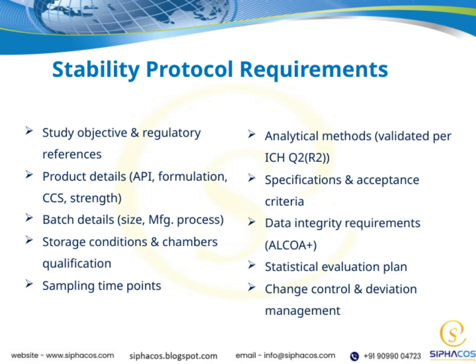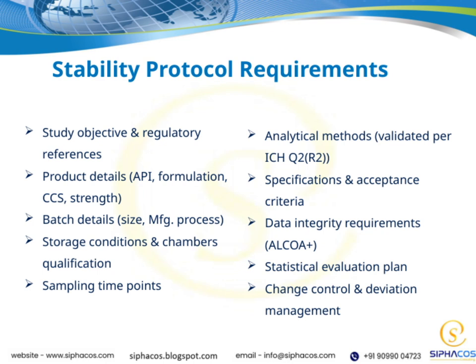Regarding product details, we include information on the API, formulation, critical quality attributes, and strength. These details are vital for understanding the product's characteristics and ensuring consistency. Batch details such as size and manufacturing process are documented thoroughly. This transparency supports reproducibility and quality assurance.